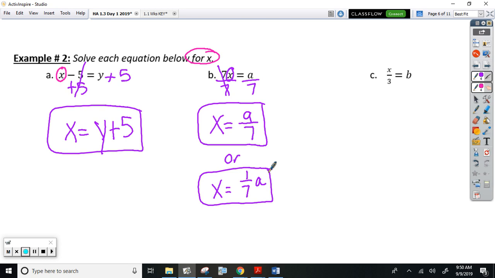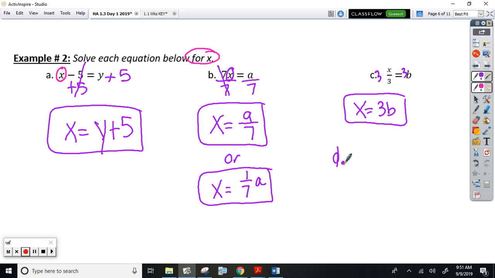And how about C? Julia? Multiply by 3. Right now we see x divided by 3. The inverse of division is multiplication. Now let me add a little d.